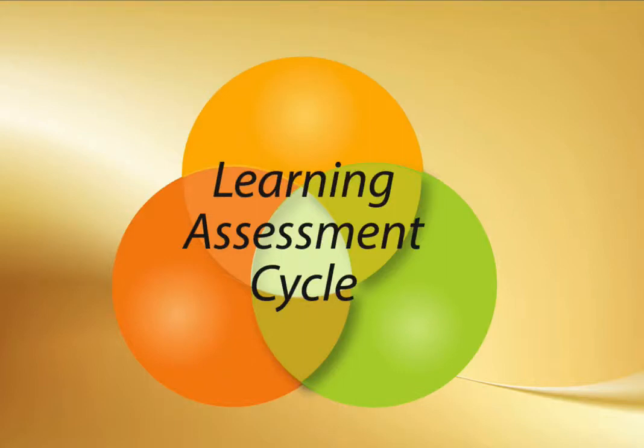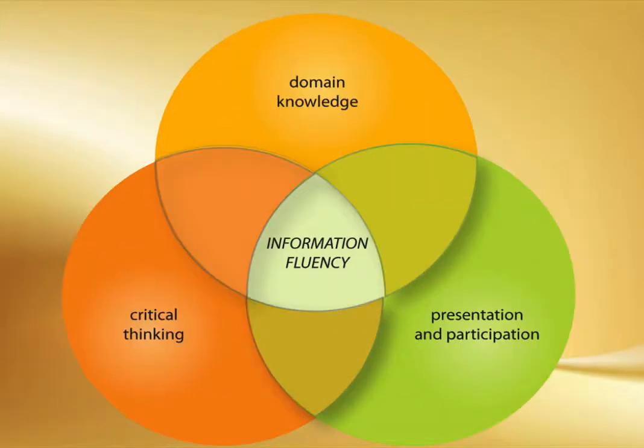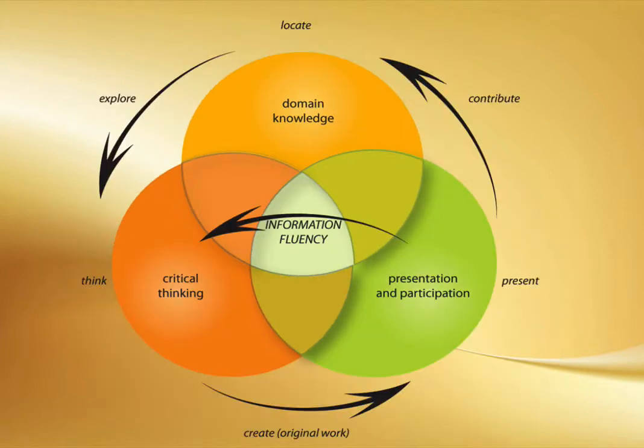As we continue our study of assessment, I want to revisit the information fluency model that was introduced a couple of minutes ago. This time, I want to talk about it in terms of a learning cycle and what that looks like in the process of student learning. You'll remember that information fluency has three components: domain knowledge, critical thinking, presentation and participation, and that all of those must be in play in order for a student to be fluent in an information space.